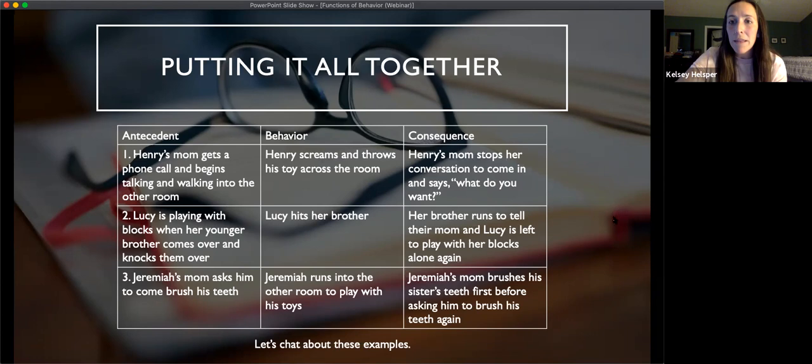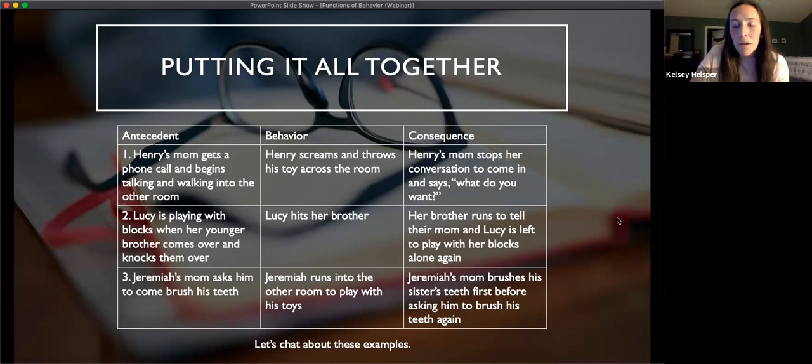So you can see by this example and by writing it out like this, you can see that Henry is probably trying to get his mom's attention. And by his mom stopping her phone call and coming to ask him what he wants, she is actually reinforcing the screaming and throwing because he's getting what he wants out of it. So the next time that Henry wants attention, it's likely that he might engage in the screaming and the throwing because that ultimately gave him the consequence that he was looking for.